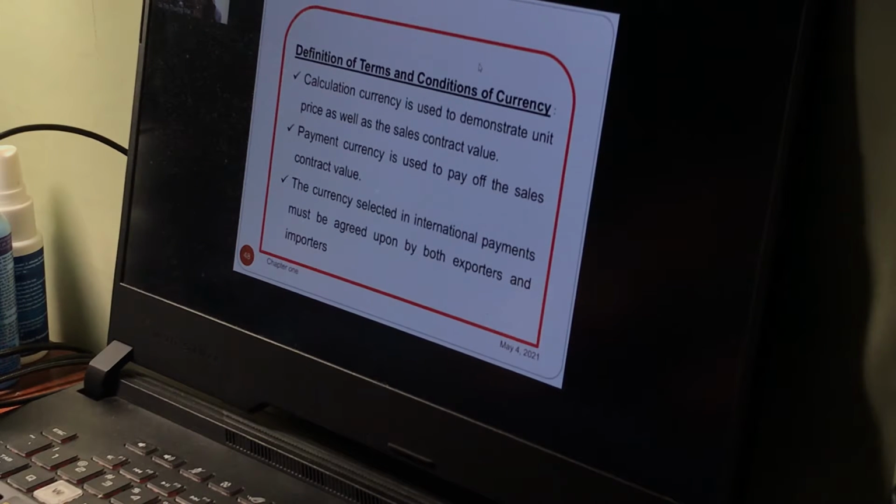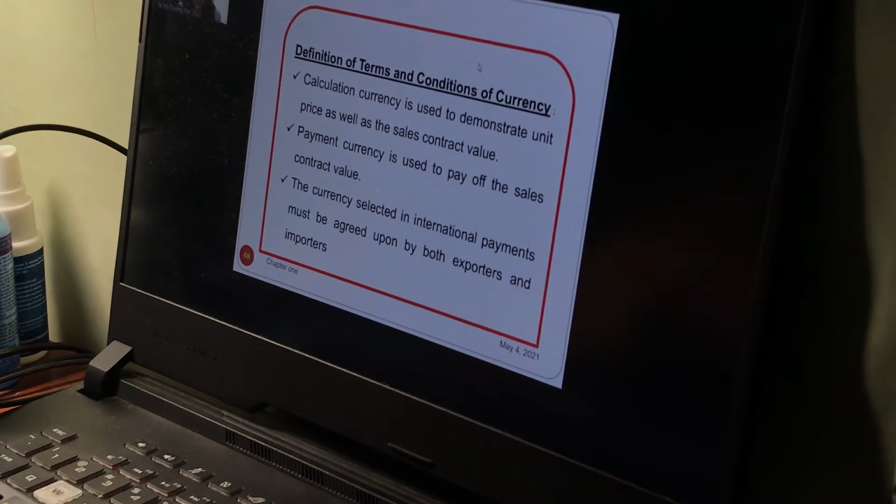For example, you are Vietnamese. Your partner is Japanese. And you sign a contract, you sell the goods to a Japanese importer. In the sale contract, you use two different currencies. First one is US dollars, second one is GBP, British pound, bảng Anh. Or you use Japanese yen and Vietnamese đồng.